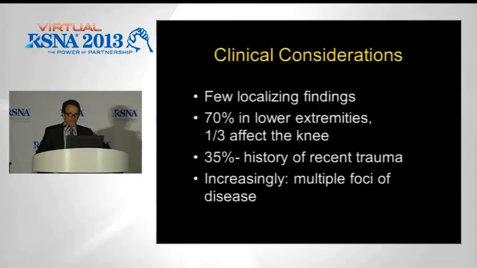In general, with osteomyelitis, we're going to have few localizing signs, but it is important to remember that your suspicion should always be in the lower extremities because that is where the growth is occurring and where the vascularity is the most abundant. And 1/3 of them, for that reason, affect the knee. 1/3 of the patients also have a history of recent trauma, and that is not a serendipitous finding. It seems that trauma causes tissue disruption, which in turn predisposes implantation of bacteria in this region. And increasingly, because of the PVL gene, we are seeing multiple foci of disease.